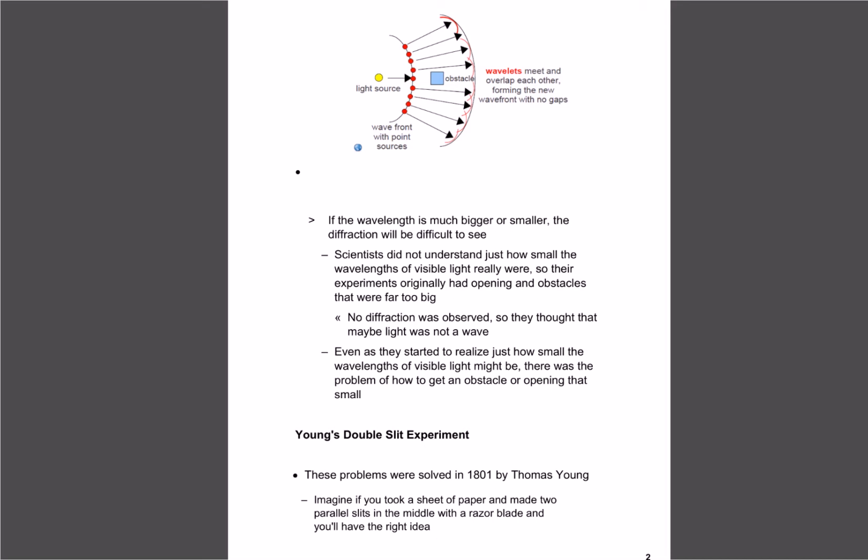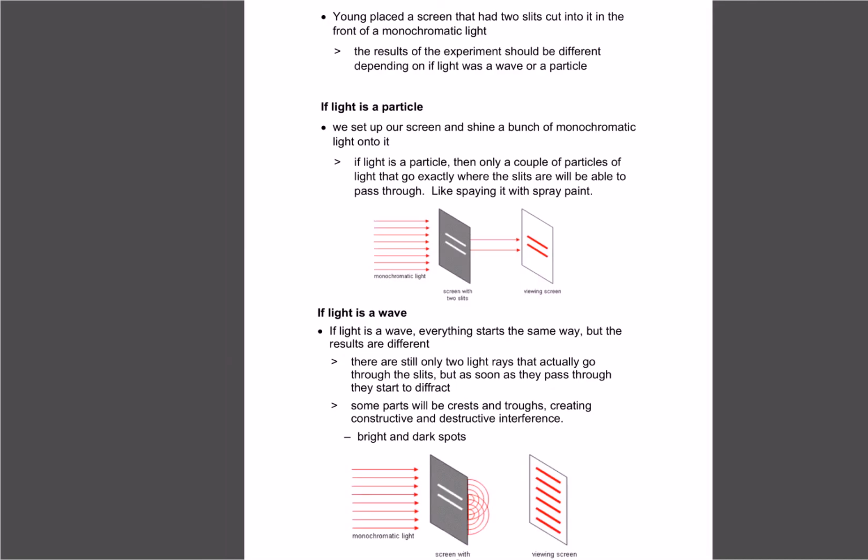So Thomas Young was the first guy to figure this issue out. What he did was razor blade thin cuts. A simple example would be if you took a piece of paper and you cut two little thin razor blade cuts into it as small as possible and as close together as possible. If light was a particle, then the light would go through those two cuts, and just like spray paint, you would just get two lines on the screen.